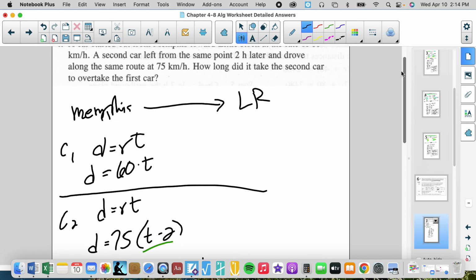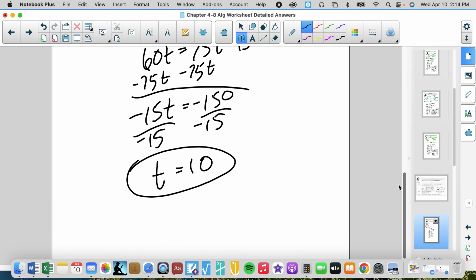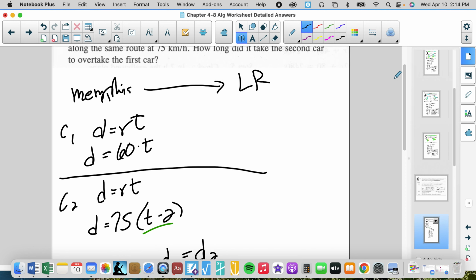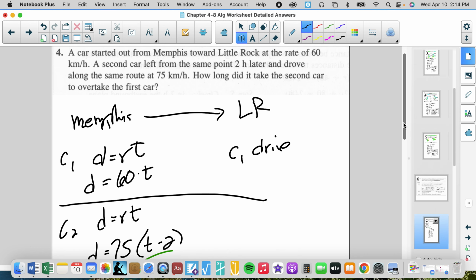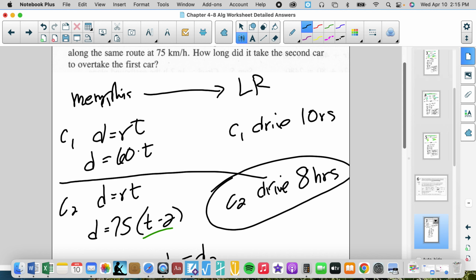T is for car 1. How long did it take the second car to overtake the first? And so I know that car 1 is going to drive for 10 hours. And I know that car 2 is going to drive for 10 hours minus 2, so for 8 hours. After that time, car 2 will catch up to car 1. That's how it works. Pretty neat.